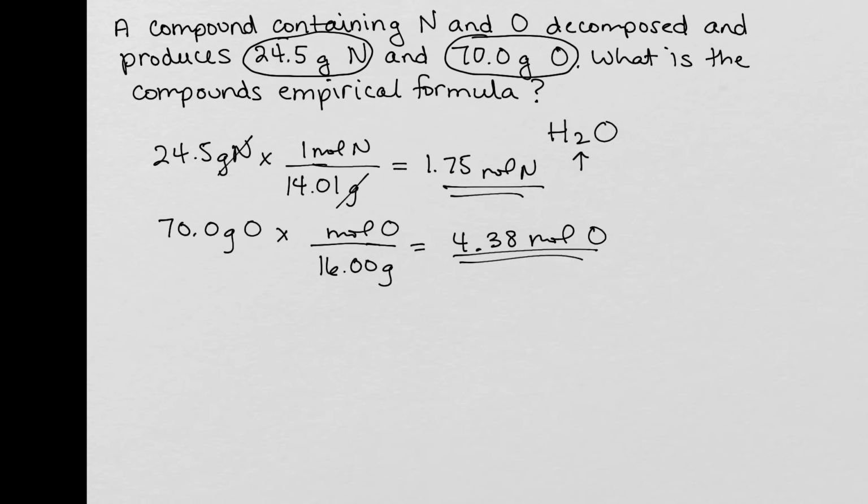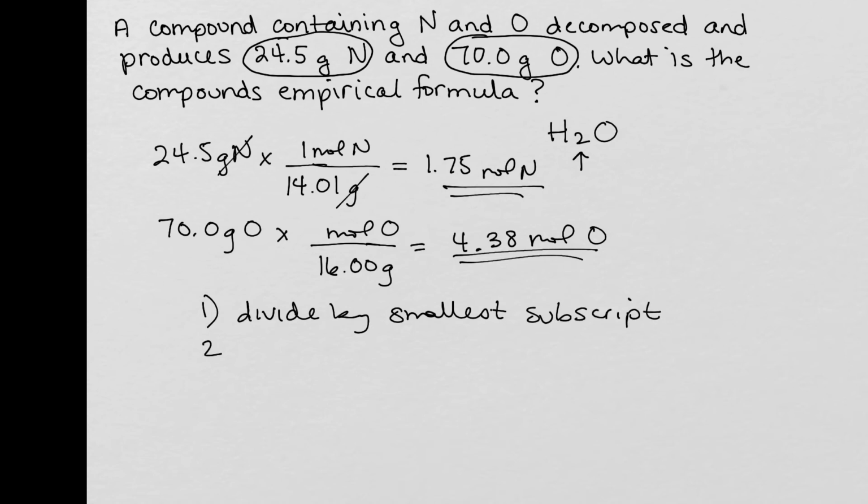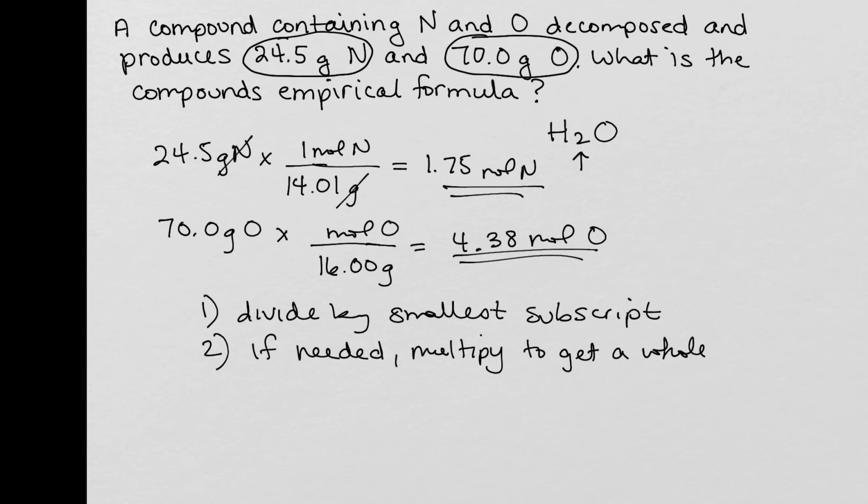And so I need to do two things. The first thing is I need to divide both of those by the smallest subscript. And then the second thing is, if needed, multiply to get a whole number. And we'll go through both of these steps so you can see what I mean.